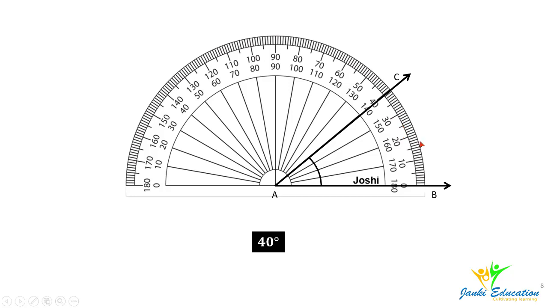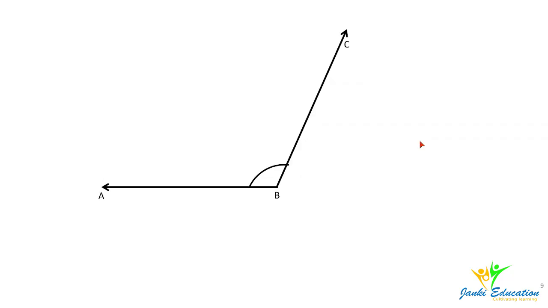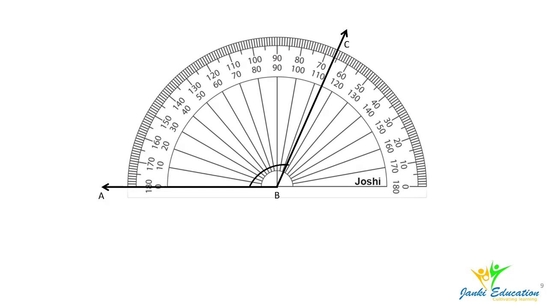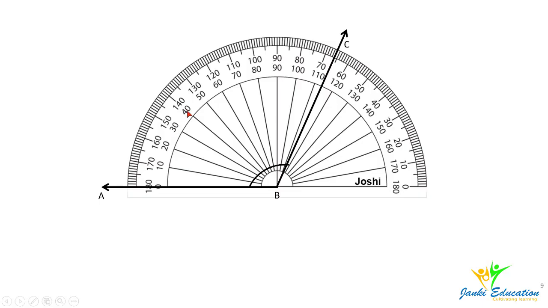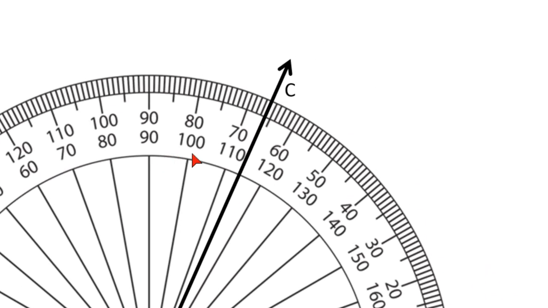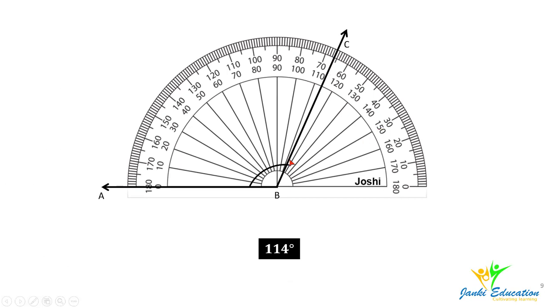Second, if you may have angle like this, then since it's easy, place your protractor matching with this center point and take care of this baseline. It must overlap and we should start measuring from the 0. So here it is 0, 10, 20, 30, 40, 50, 60 and 100, 110 and 1, 2, 3 and 4. So that is 114 degree. So this way we can measure our angle using protractor.